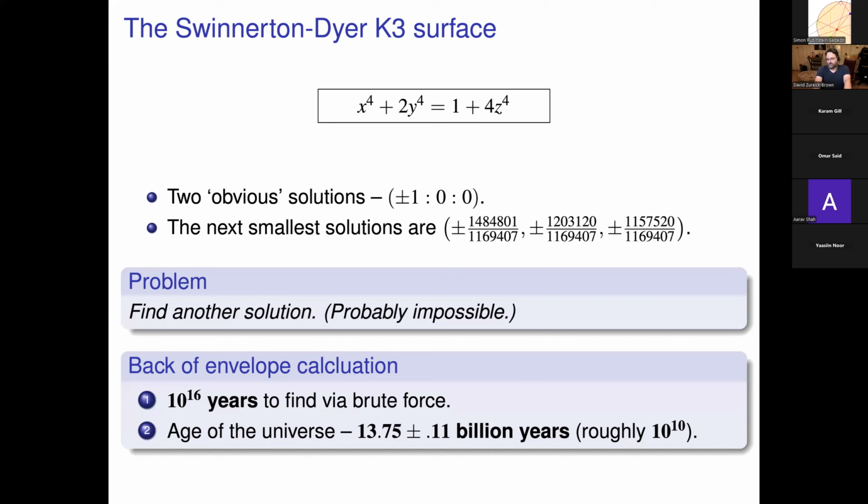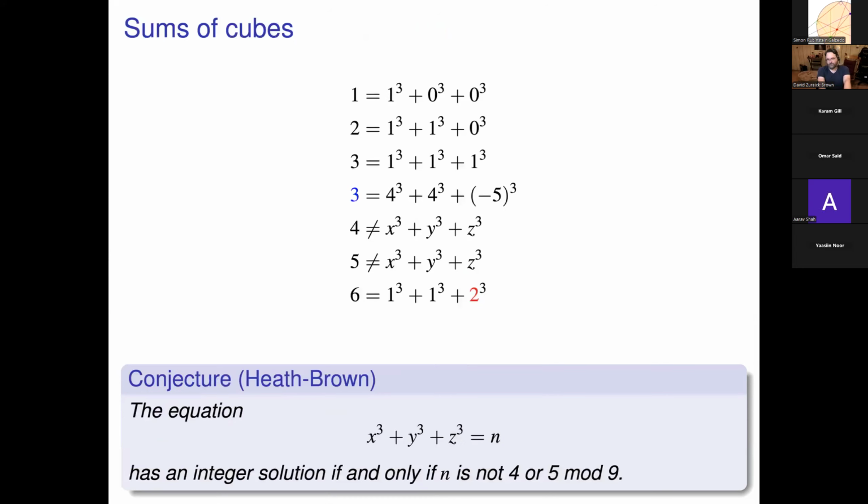Now our understanding of what controls whether there are finite or infinitely many solutions has changed. Again, there's some ideas coming from analysis, poles of L functions. And now the conjecture is this has infinitely many. We expect the next solution to have around 40 to 50 digits, so we're not going to find it via brute force. Even finding this by trying 0, 0, 0 with all the computers in the world would take 10 to the 16 years, which is presumably greater than the age of the universe, which is only roughly 10 to the 10. And these K3 surfaces have really interesting geometry.